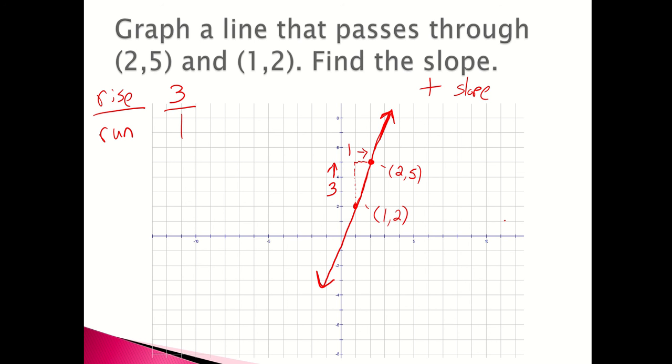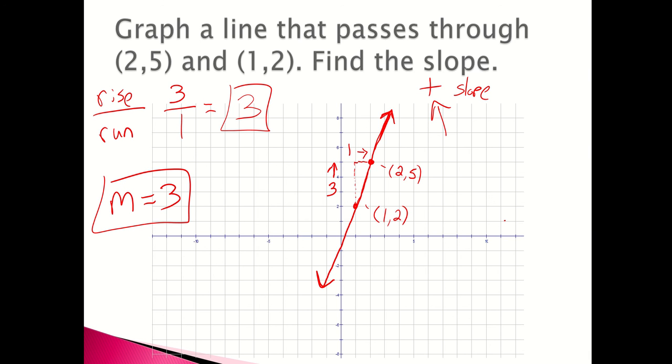Is that positive or negative? It's positive. Should it be positive? Yes, it should. What does 3 over 1 simplify to? As a fraction, 3 over 1 simplifies to 3. So that is your slope, 3. By the way, there is a letter we use for slope. It is m. So m, your slope, is equal to 3 in this case.